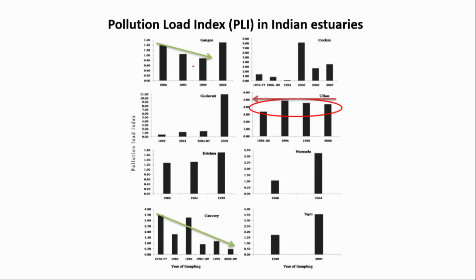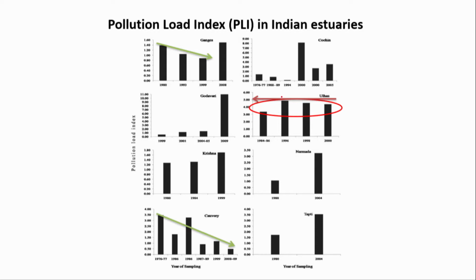So in Ganges, I'll provide you the detail of this document. So don't worry, you just see how the pollution load index is changing in Ganges, in Kaveri, in Godavari it has gone up, but it is basically going down in the East Coast. But if you look at Ullas, again, the pollution load index is much higher than 1.